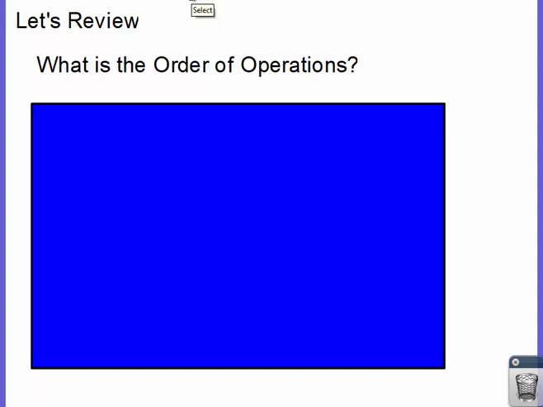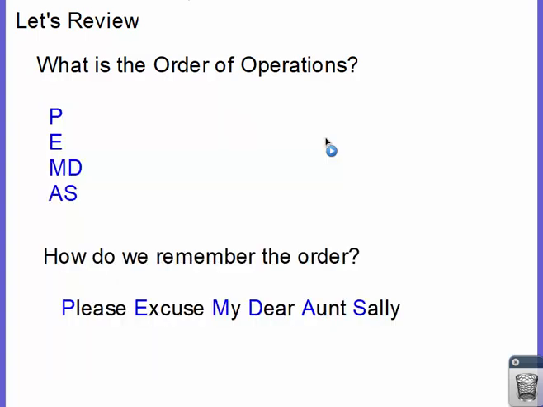So what is the order of operations? Well, what we've done in the past is that we do parentheses, then we do exponents, then multiply, divide, then add, subtract. And the way we remember that is by using the acronym, Please Excuse My Dear Aunt Sally, or the mnemonic device. It's not really an acronym, but a mnemonic device. And that helps us remember the order in which we do things.